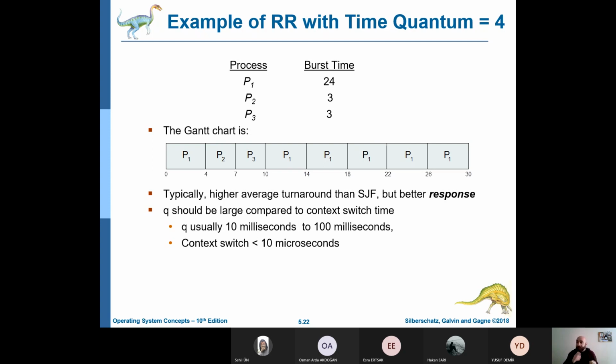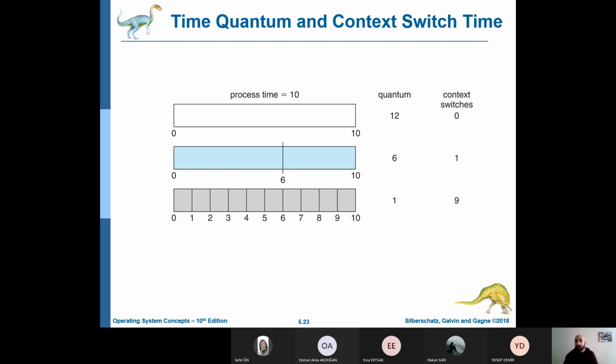So as you can see, instead of 3 context switches here, we made 9 context switches if we use a time quantum of 1 millisecond. And we already know that making a context switch is a costly operation.